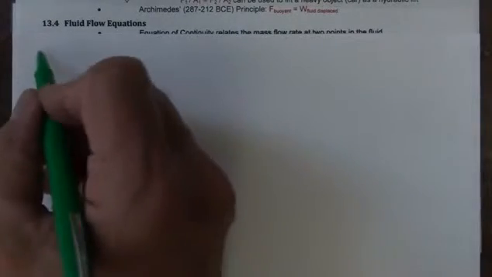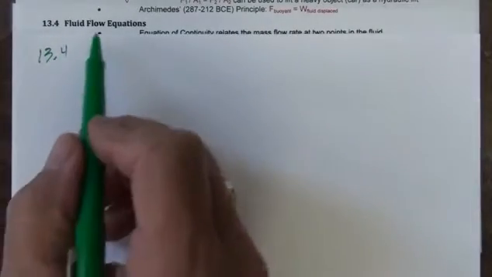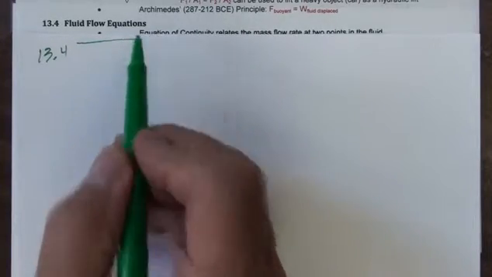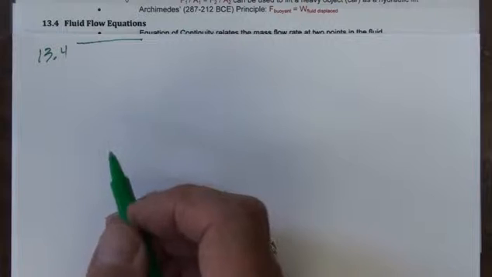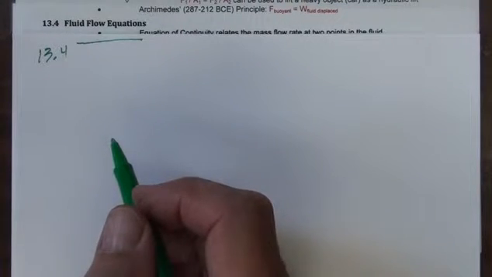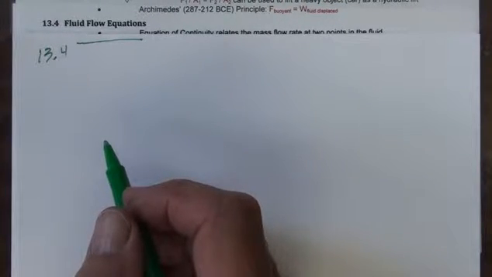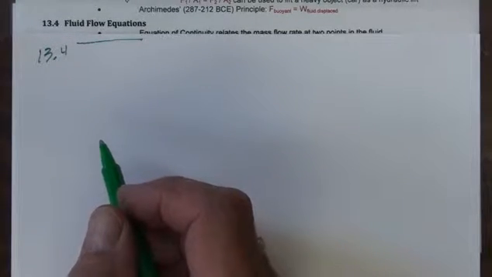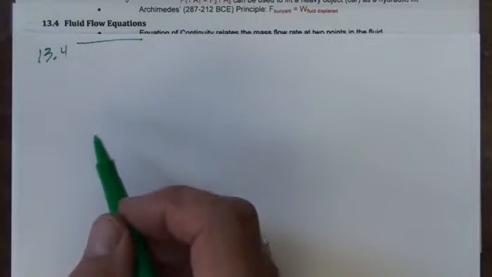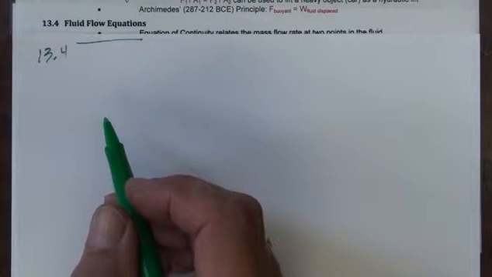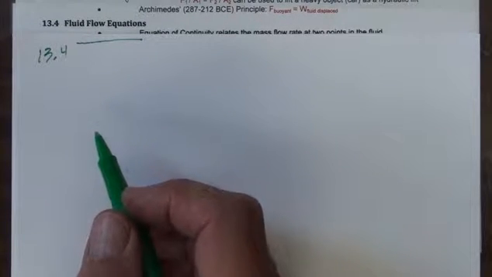In this section, 13.4, we're going to look at two fluid flow equations. The first of these fluid flow equations is going to be equivalent to the conservation of mass, otherwise known as the equation of continuity. The other equation will be equivalent to the conservation of energy, and it is often called Bernoulli's equation.